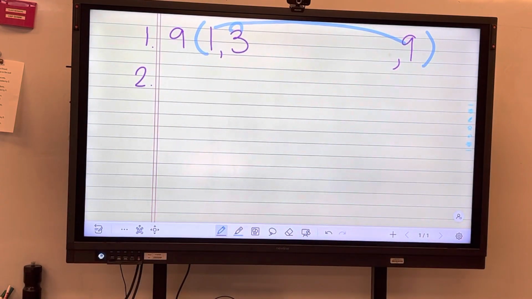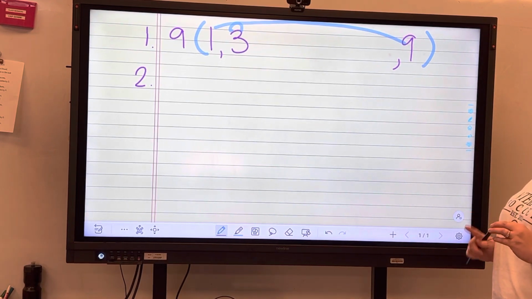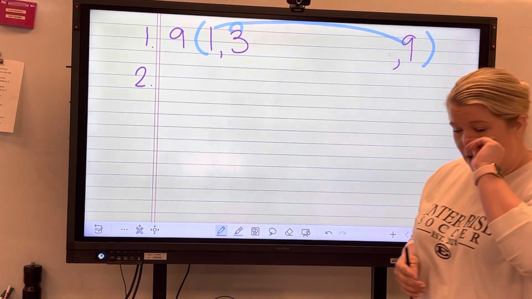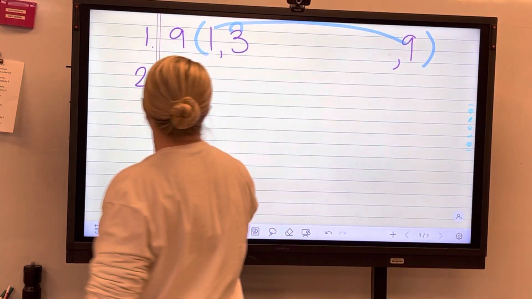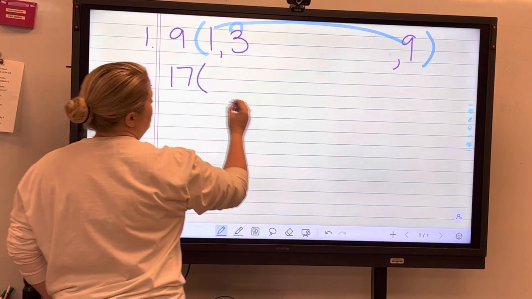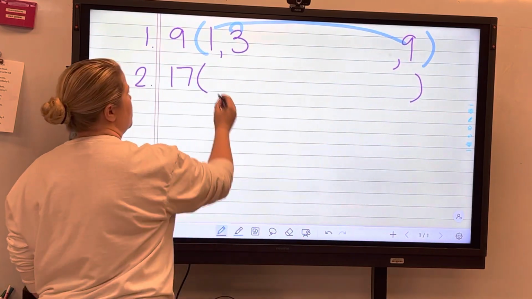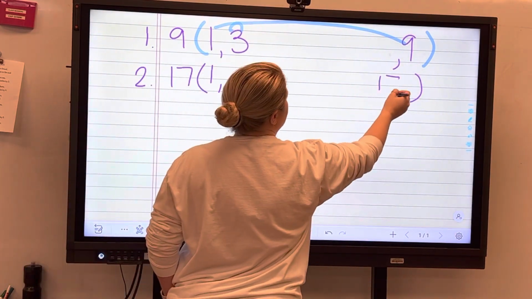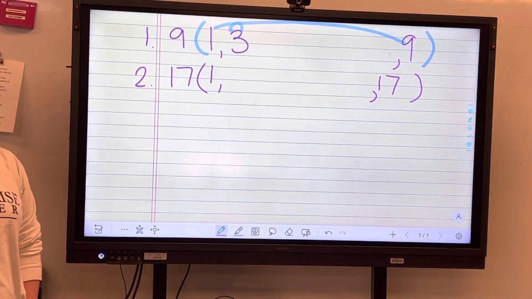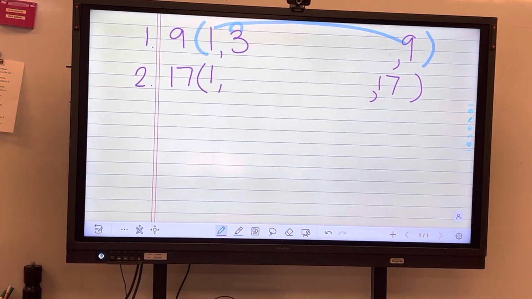Is 9 prime or composite? Composite. Because it has more than one factor pair, right? All right, so let's look at number 2, 17. For 17, what do I start with? 1 and 17. Will 2 work? No, because it's odd. Will 3 work? Yes, sir, Ryder?